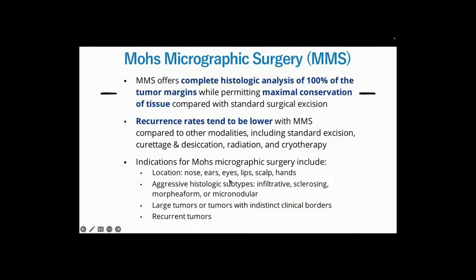Definitely on the nose, ears, eyes, lips, scalp, hands, or if the skin cancer you have is one of the aggressive types: infiltrative, sclerosing, morpheaform, or micronodular, that will meet the criteria. Or if it's a large tumor, usually we define that as being over 2 centimeters with indistinct clinical borders, or a tumor that you had previously and was treated and then came back. For any of these criteria, you would be sent to a Mohs surgeon to do it.